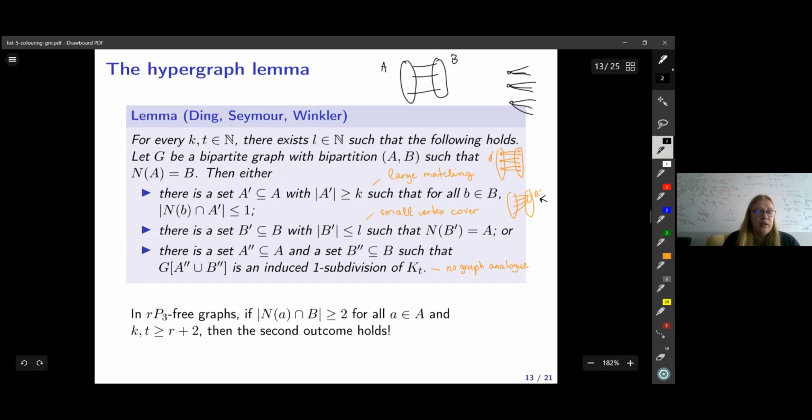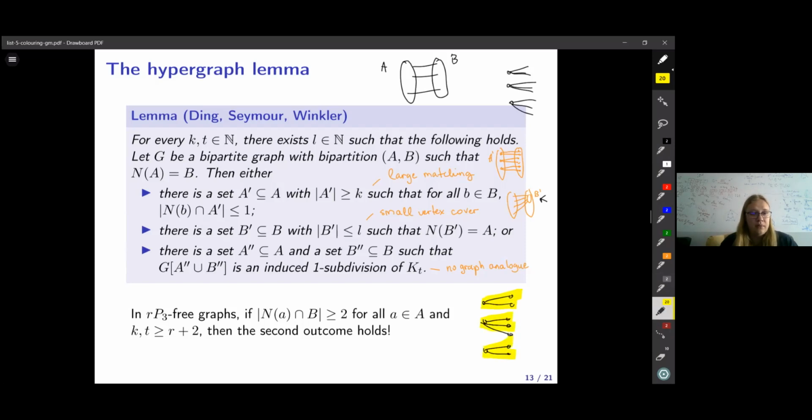This could happen. It could be that there are a bunch of vertices with no common neighbors, but only if they have one neighbor, most of them. So if I guaranteed to you that each vertex in A has at least two neighbors in B, then I also can't have a lot of vertices with no neighbors in common, because again, I will create RP3, just picking two neighbors for each. And so this is something we need to worry about.